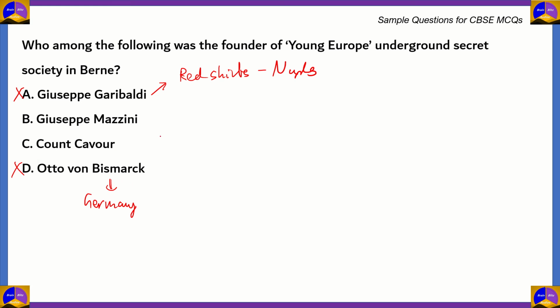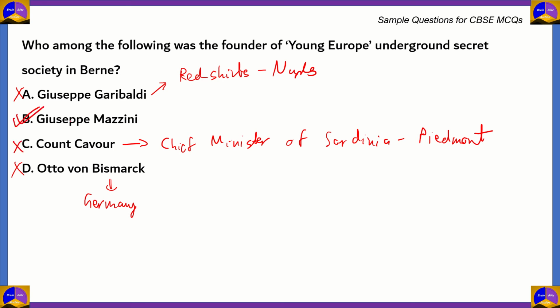Now, what about option C, Count Cavour? Count Cavour helped in the unification of Italy, and he was the chief minister of the kingdom named Sardinia-Piedmont. So basically, he was a member of a ruling class, and he helped in forging alliances which helped in the unification of North Italy. So option C is incorrect.